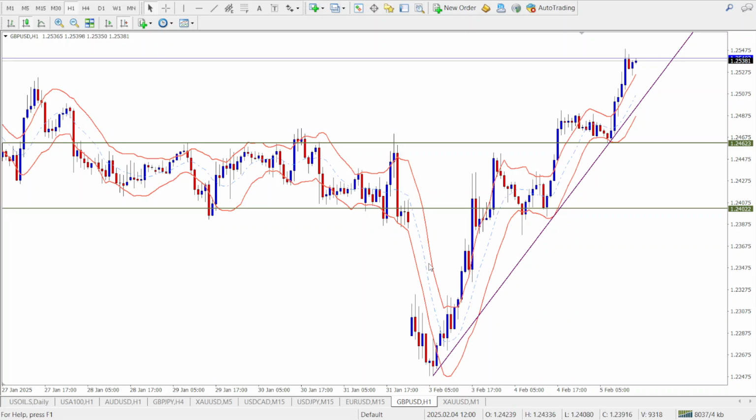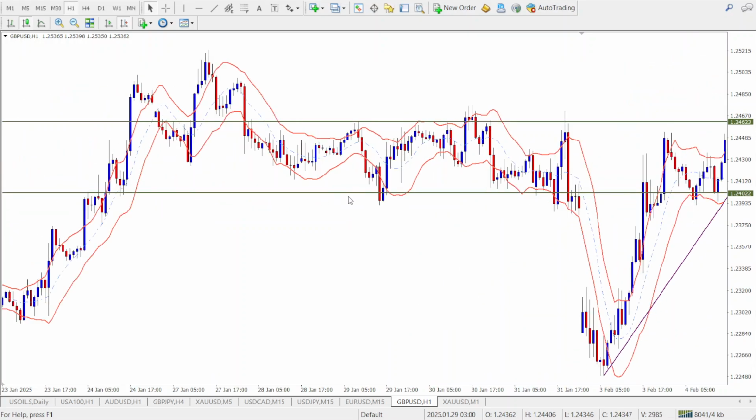And finally, do not overtrade based on the Keltner channel. Just because price touches the upper or lower band does not mean you should enter a trade immediately. Always wait for confirmation with a strong price action signal or confirmation from other indicators.